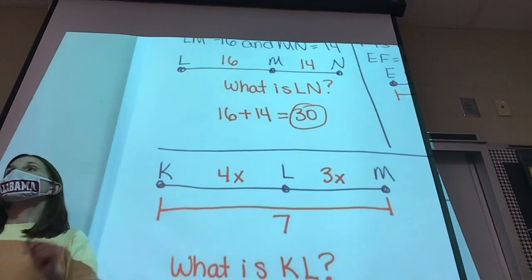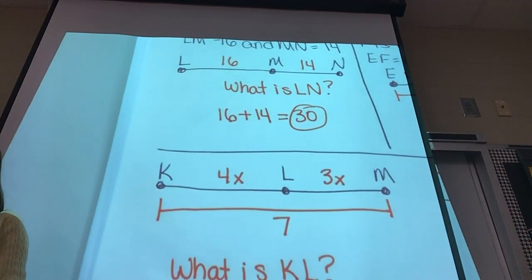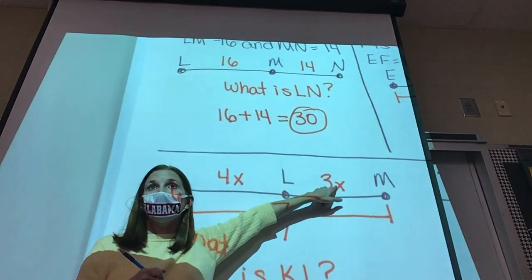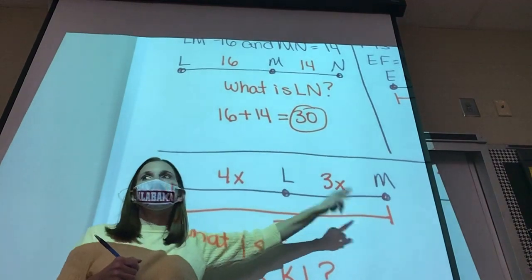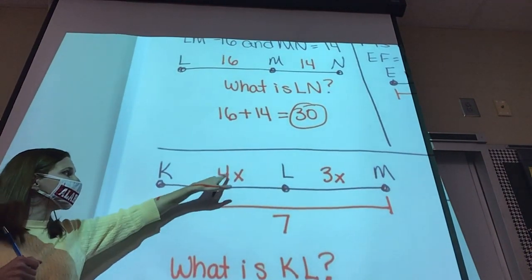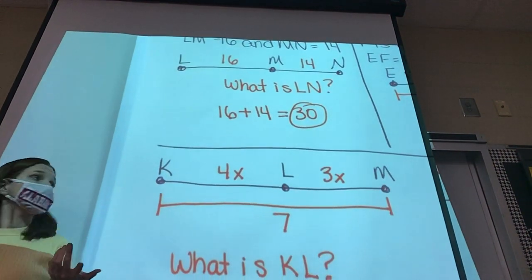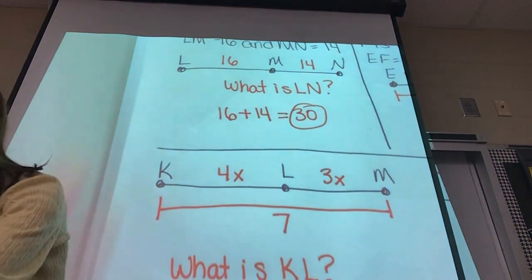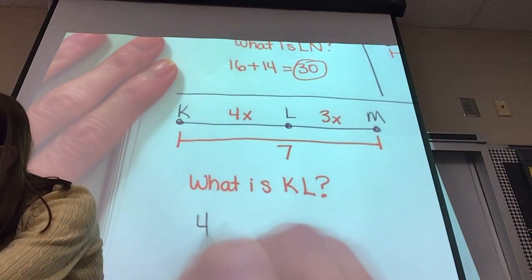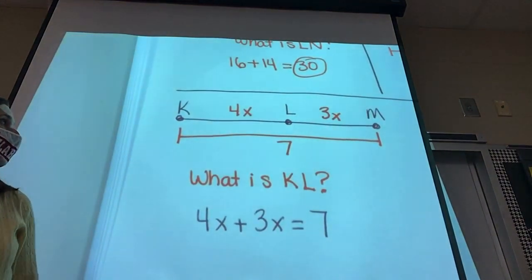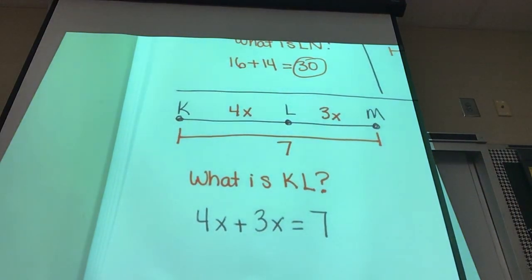Solve this. So what did we learn already? That this piece plus this piece equals what? The whole entire thing. So if I do this plus this equals this, I've got my equation. So I'm going to say 4x plus 3x equals 7. All I did was use exactly what's in my problem: the first piece plus the second piece equals the whole entire thing.